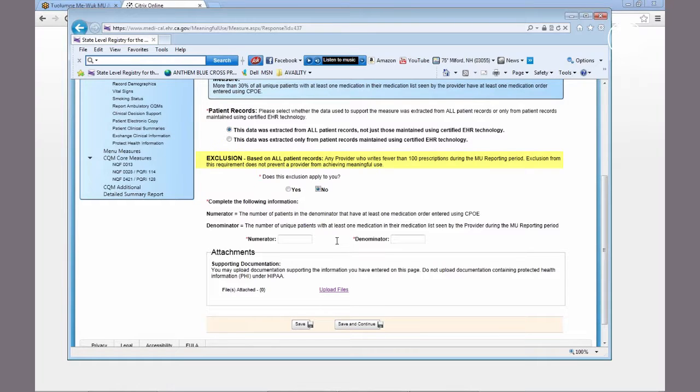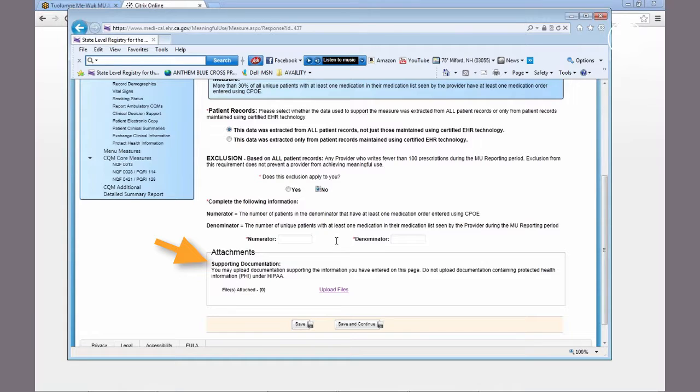The exclusion for this measure is if the provider wrote less than 100 prescriptions in the 90-day reporting period. If this is true, the Yes button should be checked. A provider can still meet meaningful use even if excluded from the measure. For this provider, the exclusion does not apply and the No box is checked. Just below is an area to upload supporting documentation for the measure. It is optional at this point.